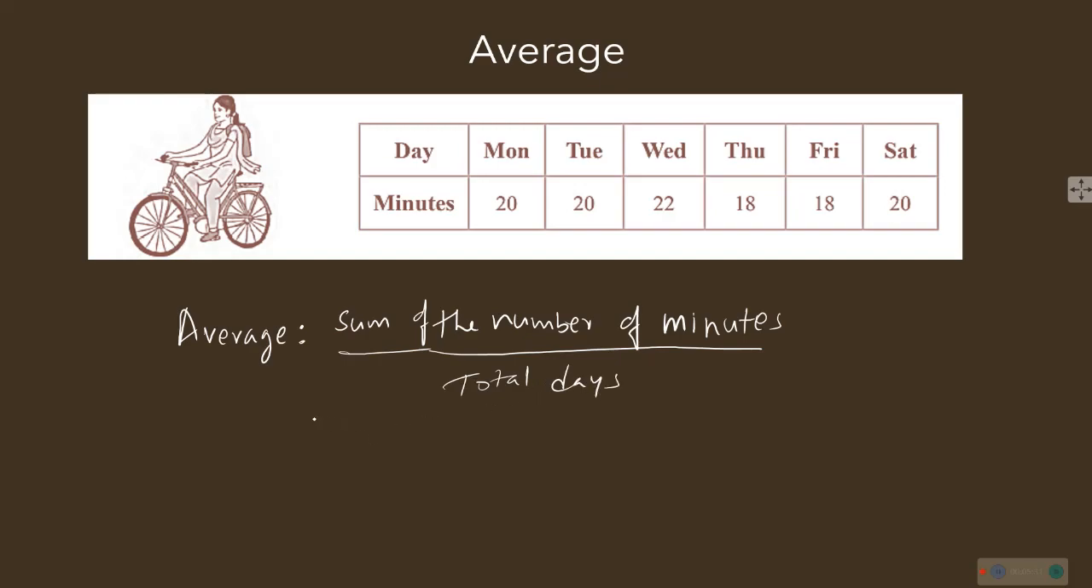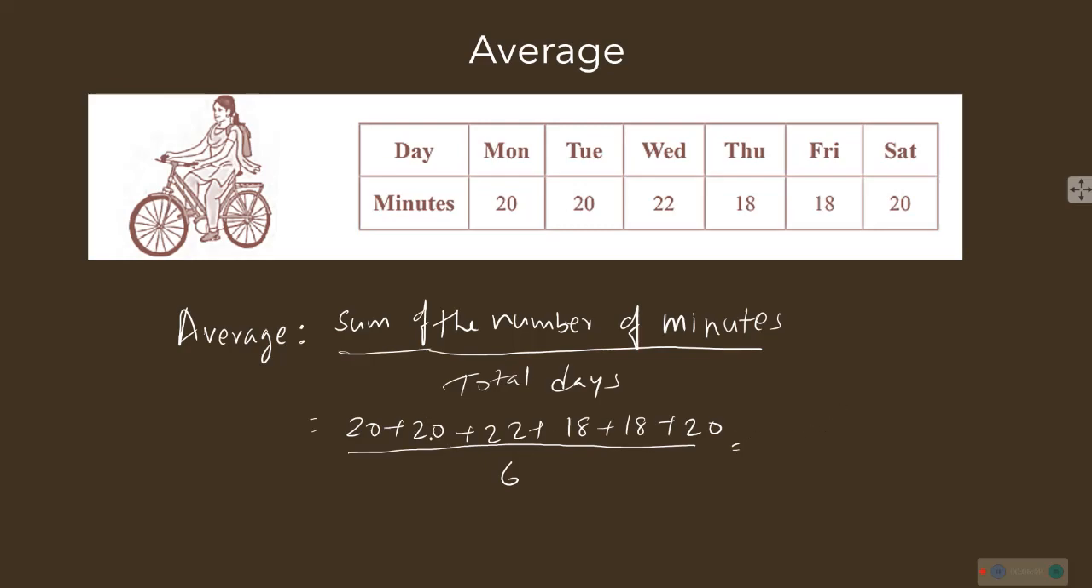That means I should total 20 plus 20 plus 22 plus 18 plus 18 plus 20 and divide the whole by 6, so that I will get an idea about the approximate or average time taken by this girl, this student, to reach the school. It will not be 18, it will not be 20, it will not be 22 most of the time. Sometimes it will be one number among them, but the average gives a clear-cut idea.